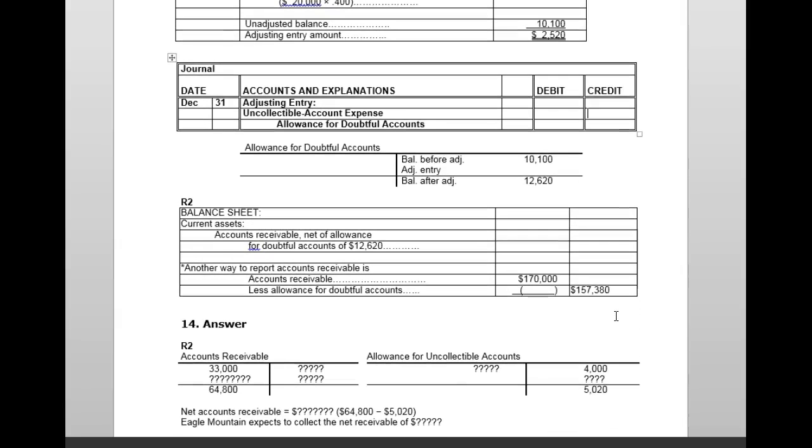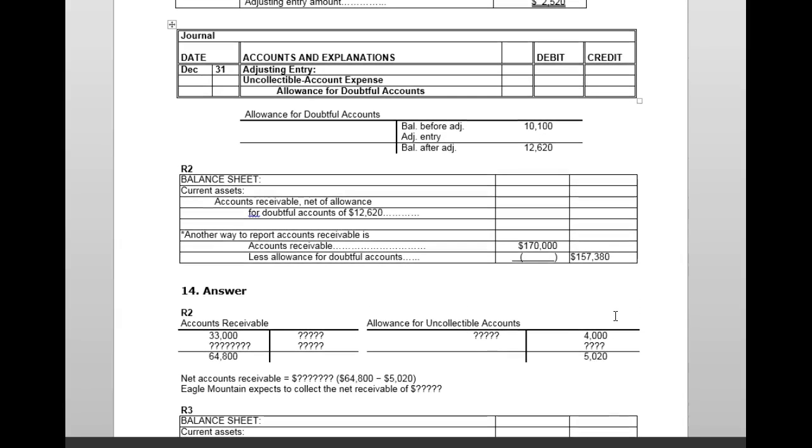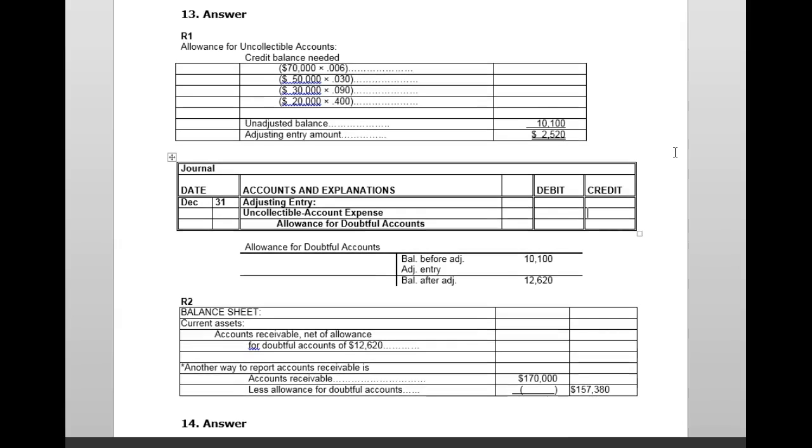Finally, they come down and say, okay, now what would this look like on the balance sheet? So you would have to look at what is the total of your accounts receivable, which it looks like, does that give you that number in the activity? Yes, it does give you that number. It's 170,000.